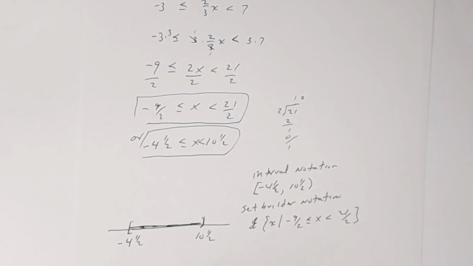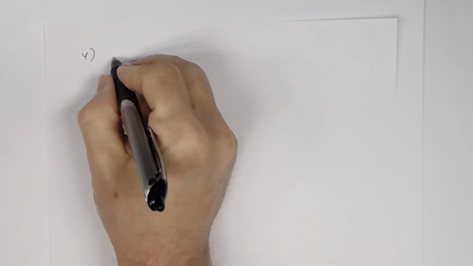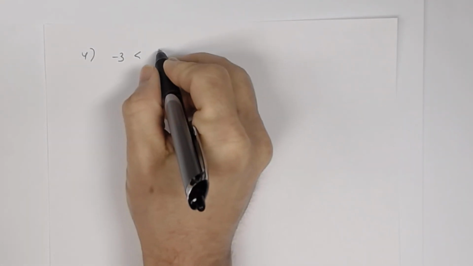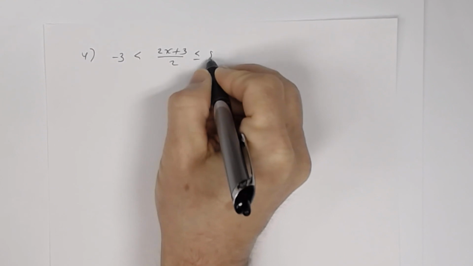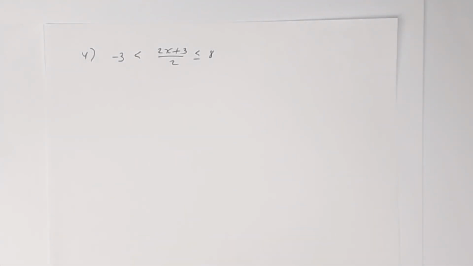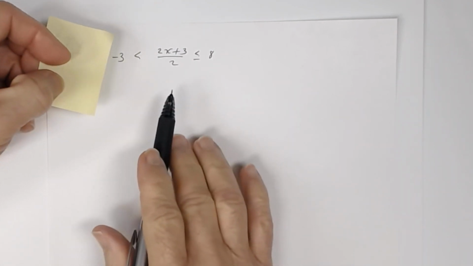Let's look at number 4. Number 4, we have this. Okay, so we have -3 is less than (2x plus 3) divided by 2 is less than or equal to 8. So again, sometimes it helps if you cover part of the problem. So we have this compound inequality.